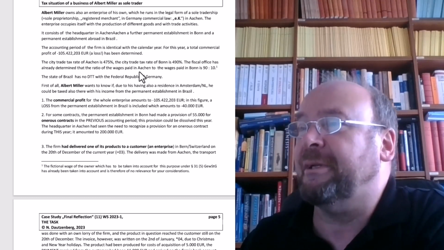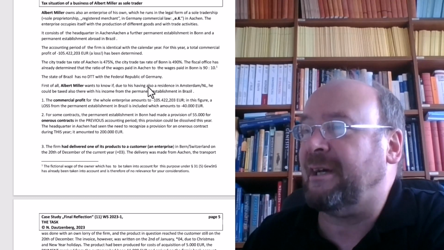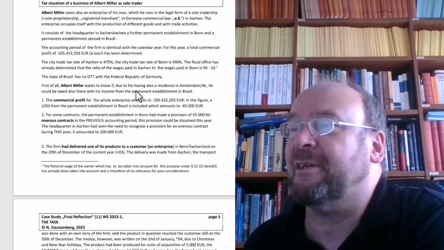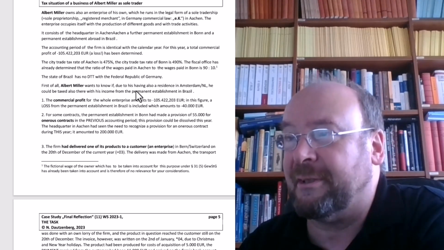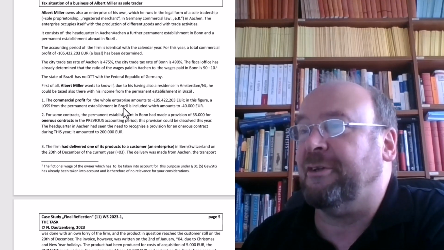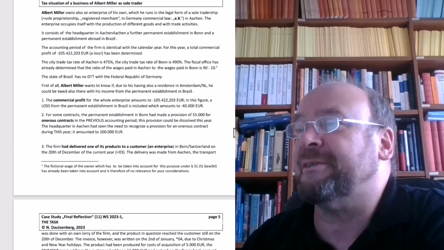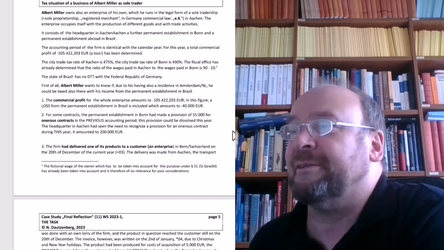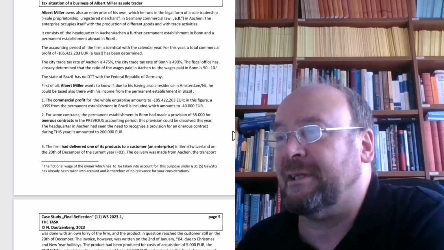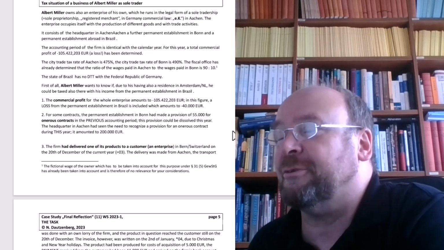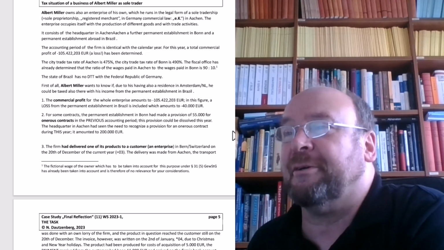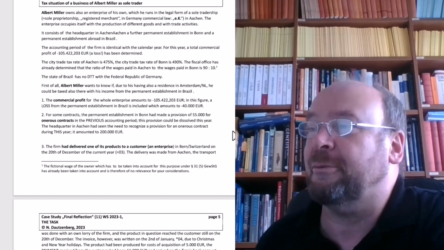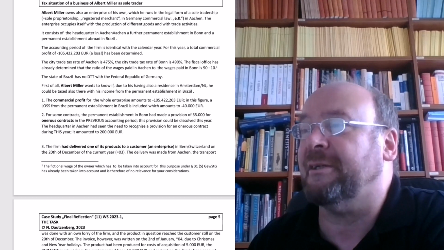First of all, Albert Winner wants to know if, due to his having also a residence in Amsterdam, he could also be taxed there with his income from the permanent establishment in Brazil. Second point, the commercial profit for the whole enterprise amounts to 105,422,020. That's again one cipher too much. And in this figure, we have a loss from the PE in Brazil included, which is 40,000 minus.